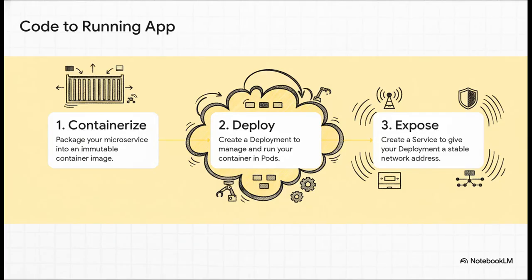So that's the basic rhythm, the fundamental workflow. It's really just 3 steps. 1, you package your app into a container. 2, you hand it to a deployment to run it. And 3, you put a service in front of it so other things can find it. Containerize, deploy, expose. That's the core loop.